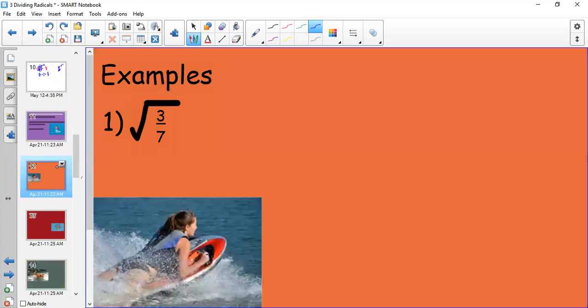All right, so let's see what this looks like. Okay, so I split here. I look to see if I can simplify. I can't, there's not a number I can divide them both by. And unfortunately, 7 is not a perfect square.